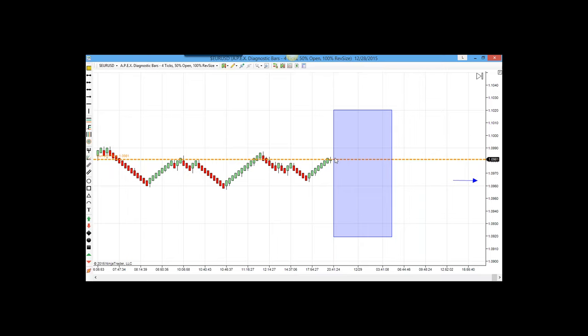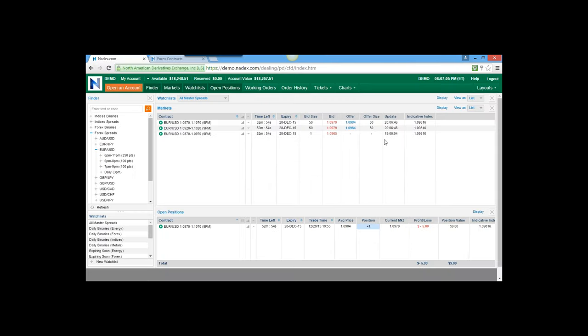The market can go up and down within this box. Okay? So that's the spread, top and bottom. The indicative is right where it is. Where's the market at now? And when you're looking at the Nadex platform, the indicative's listed right there.